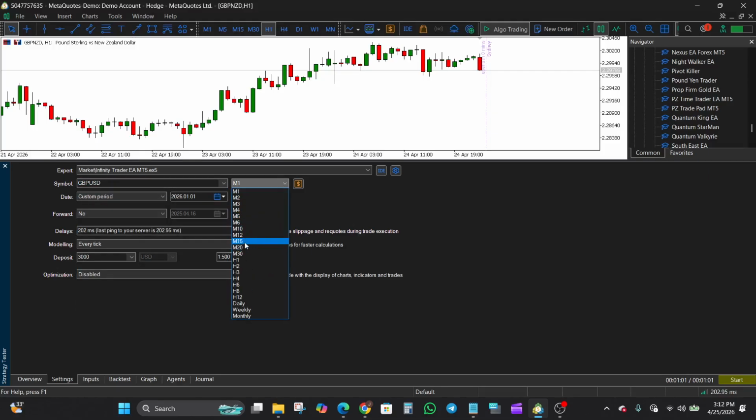M15 time frame, and we are going to be testing from the beginning of this year till date so that we can get a reasonable duration for the test. But mind you, 3 months and about 3.5 weeks are not enough time to make a judgment on this EA, so I'll recommend that you test it over a longer period of time. Okay, let's just start the test.